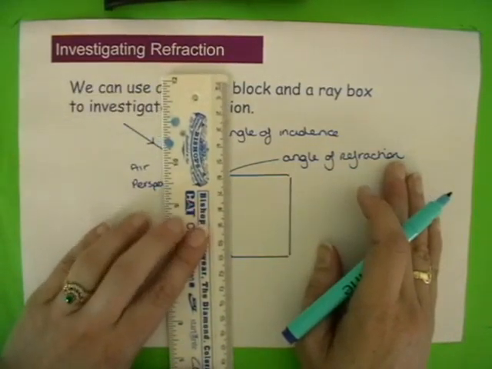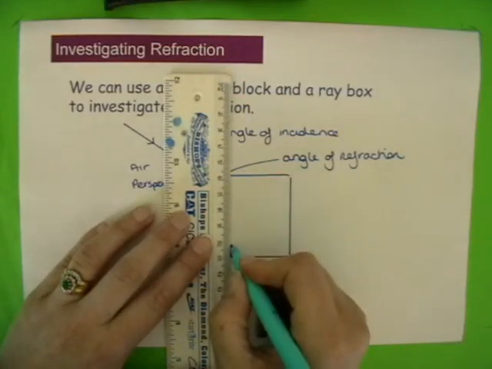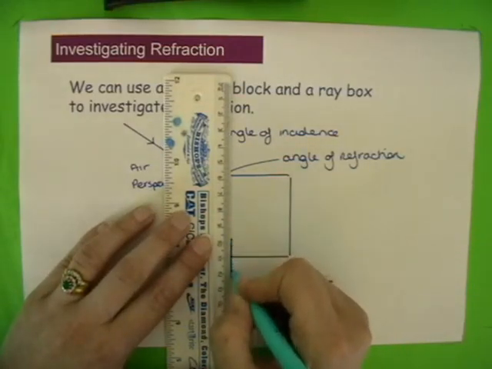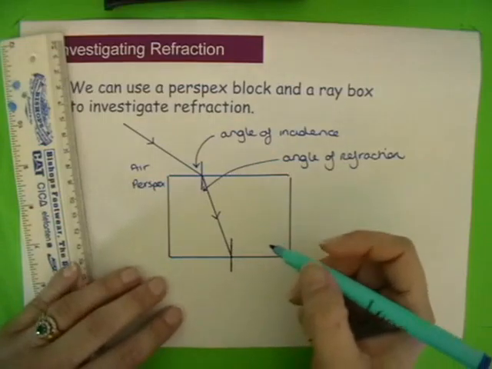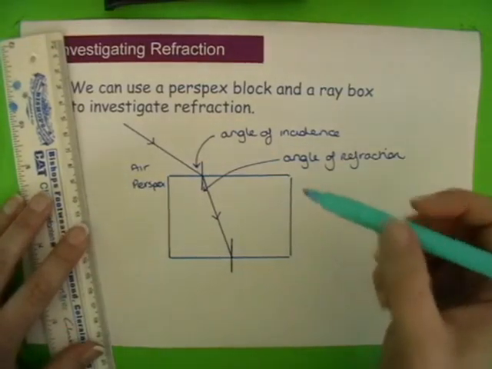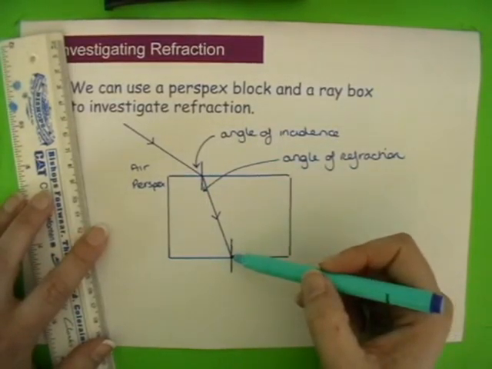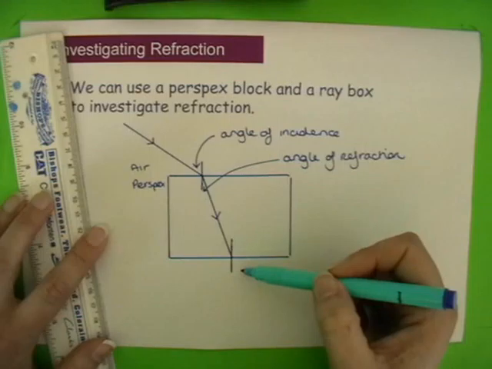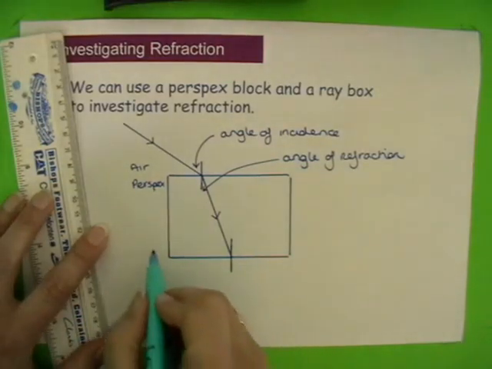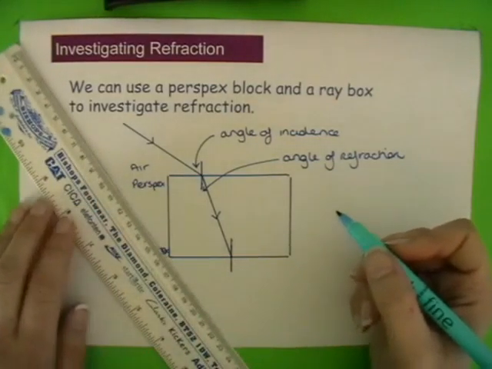So we need to draw another normal, as close to perpendicular as I can manage here. We draw another normal, and the ray leaves the block. When it entered it, it bent towards the normal. As it leaves the Perspex and goes back into air, it bends away from the normal again. So we're going from Perspex to air this time, and it bends away from the normal.